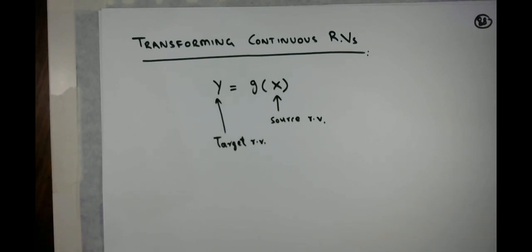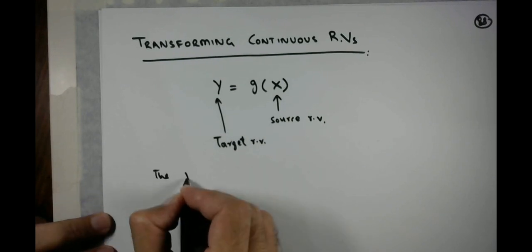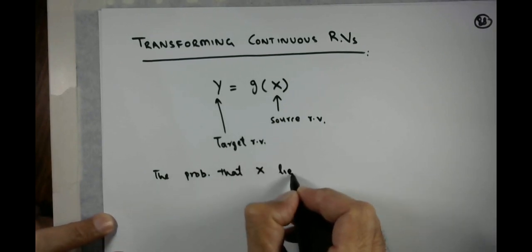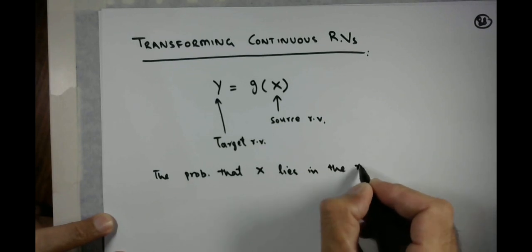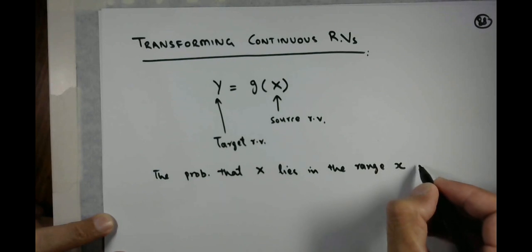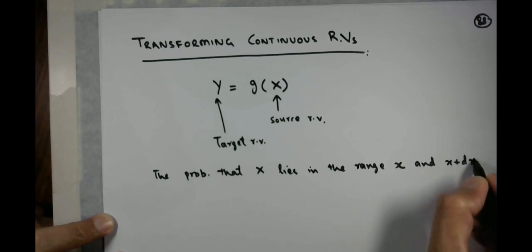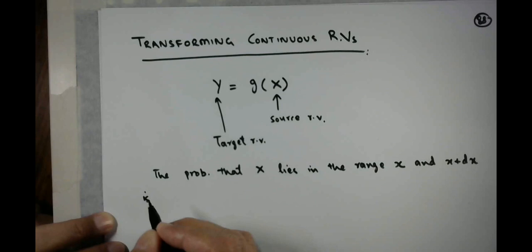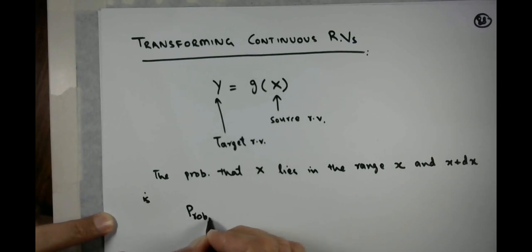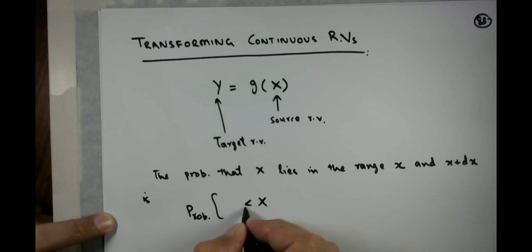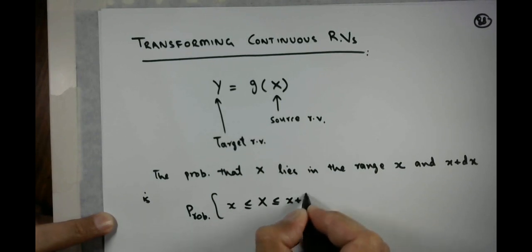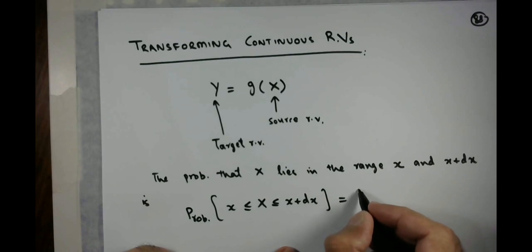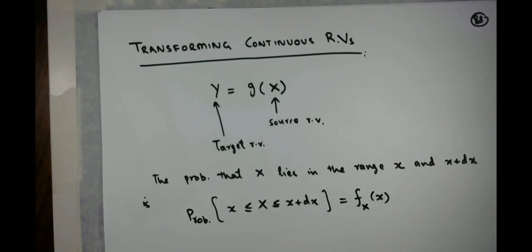So you know that the probability that the random variable x lies in the range x and x plus dx is simply the probability that x is greater than or equal to x and less than or equal to x plus dx, and this is nothing but, as per the definition, the PDF of the random variable x.